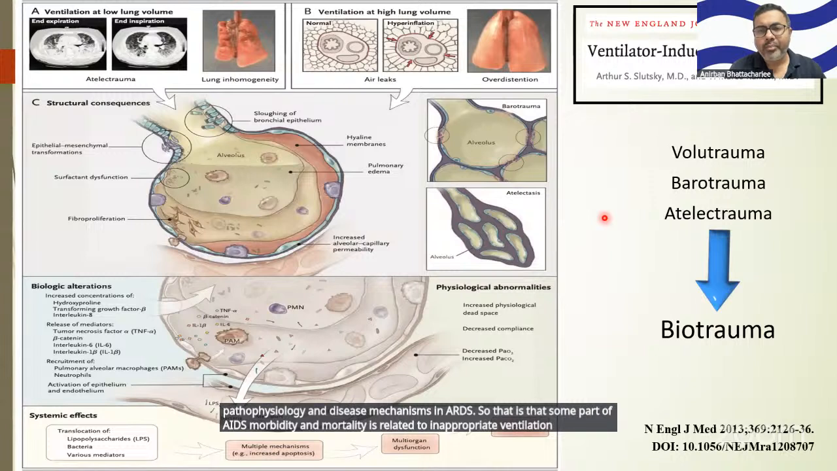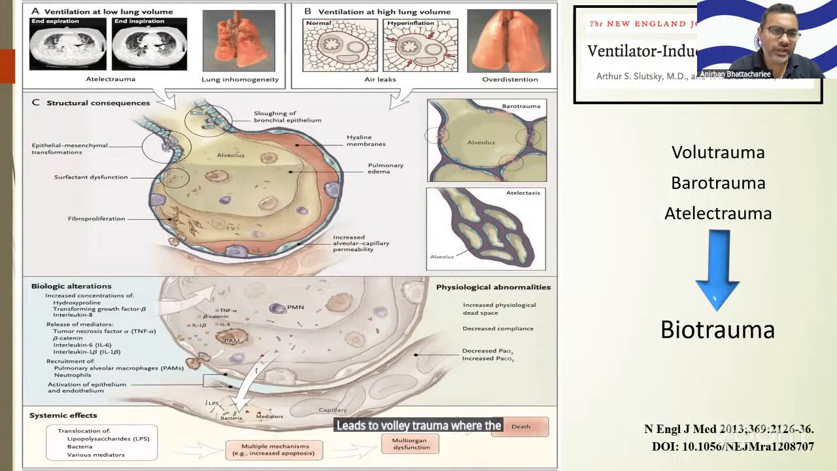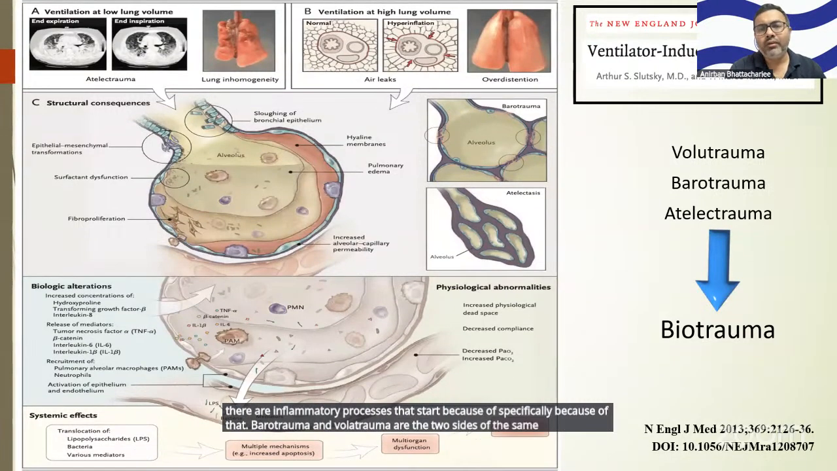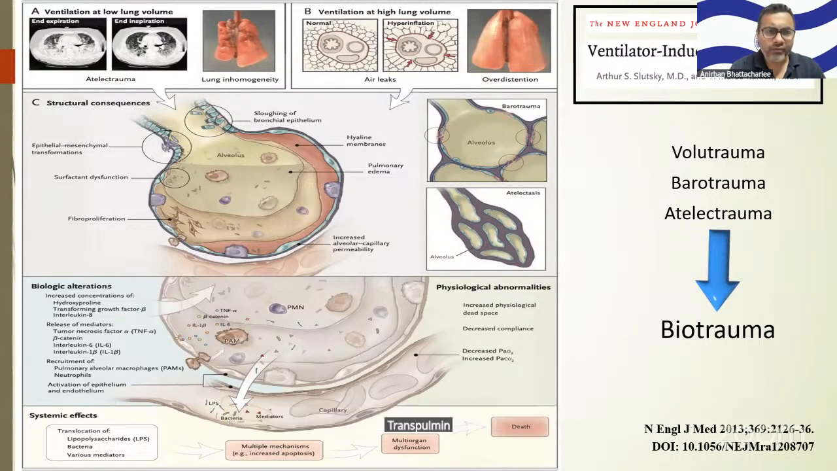So how does that happen? It happens because we are giving positive pressure ventilation and we are distending the alveoli which are inflamed. This leads to volutrauma, where because of over distension of some alveoli, there are inflammatory processes that start specifically because of that. Barotrauma and volutrauma are two sides of the same coin. Those alveoli are subjected to high transpulmonary pressures, high volumes, and therefore they get injured.